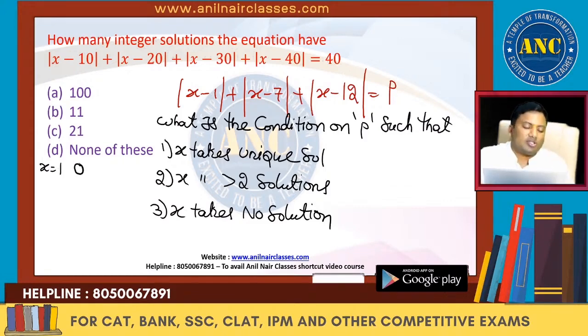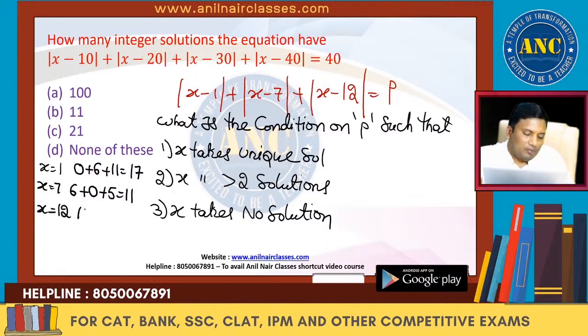At x = 1: 1 minus 1 is 0, 1 minus 7 is 6, 1 minus 12 is 11; 11 plus 6 is nothing but 17. At x = 7: 7 minus 1 is 6, 7 minus 7 is 0, 7 minus 12 is 5; 6 plus 5 is 11. At x = 12: 12 minus 1 is 11, 12 minus 7 is 5, 12 minus 12 is 0; this is nothing but 16. That means first it is (1, 17), middle it is (7, 11), and next it is (12, 16).